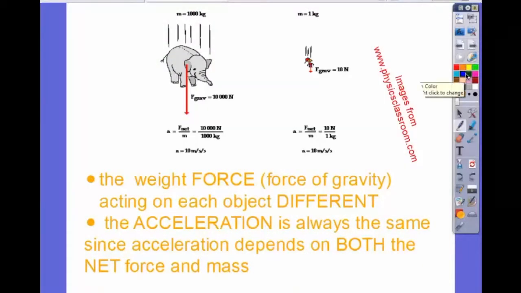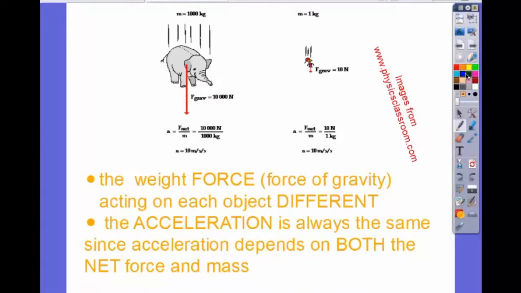When we look at the difference between an elephant and, I think that's a mouse, the elephant has a much greater weight, or force of gravity. It's approximately 10,000 newtons. When I look at the force of gravity or the weight of a mouse, it's 10 newtons. So they have very different weights or very different forces of gravity.